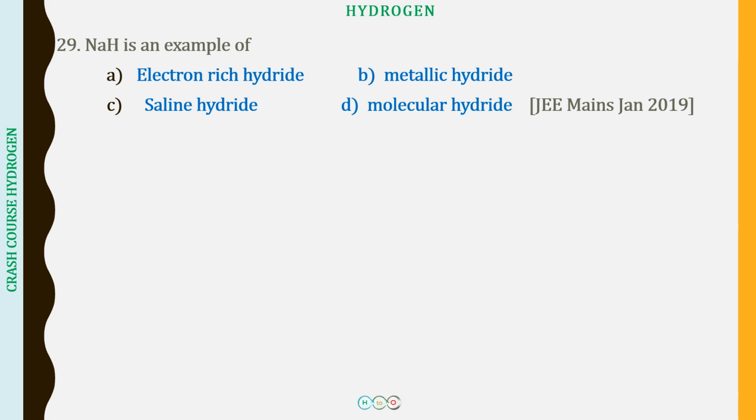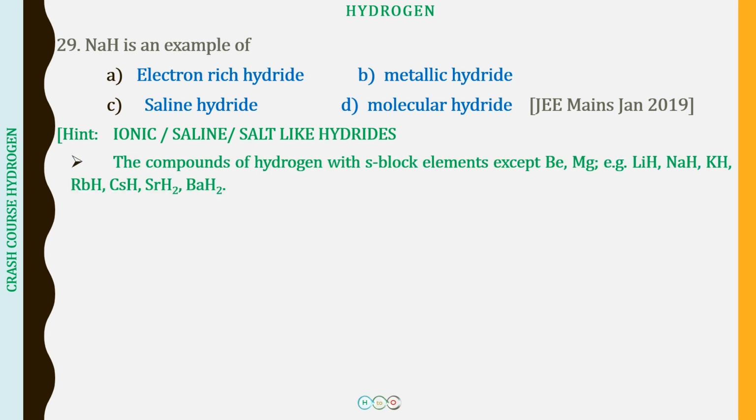So the first question is that sodium hydride is an example of electron rich hydride, metallic hydride, saline hydride, molecular hydride. So what you have to remember is what are ionic hydrides. Ionic hydrides are also called saline hydrides and salt-like hydrides. So ionic hydrides are the compounds of hydrogen with S block elements except beryllium and magnesium, which are going to be covalent hydrides. Alright, so all the S block elements except beryllium and magnesium make ionic hydrides, and because they have a structure like the rock salt, they are also called saline and salt-like hydrides. So the properties are also going to be like that of ionic compounds.